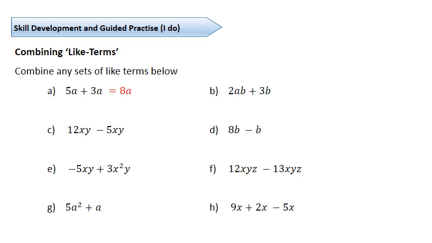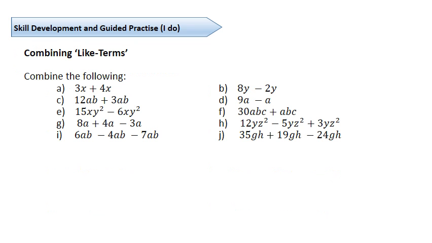So first one, an A and an A, yes. So 5 and 3 is 8, so 8A all up. 12 minus 5 is 7, so 7xy. 8b minus 1b, 7b. 12 minus 13 is negative 1. Then you're just going to add your x, y, z on the end. 9 plus 2 minus 5 is 6, and they're all x's, so 6x.